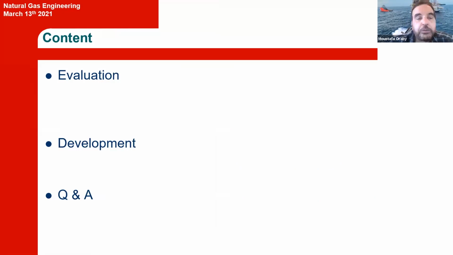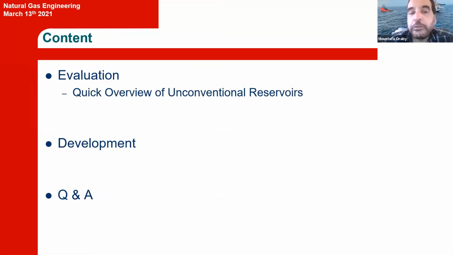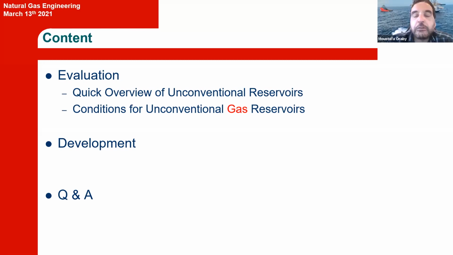For the evaluation part, we'll have a very quick overview of the unconventional reservoirs. I ask everybody to go and review or listen again to the previous lecture, just to remind yourself what the unconventional reservoirs are. Then we'll talk about the conditions for unconventional gas reservoirs. When can I call an unconventional reservoir a gas reservoir? Are there any indications? How do we know that? How do we differentiate between gas reservoirs and oil reservoirs from the unconventional point of view?